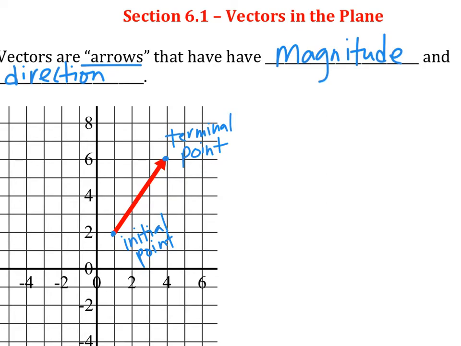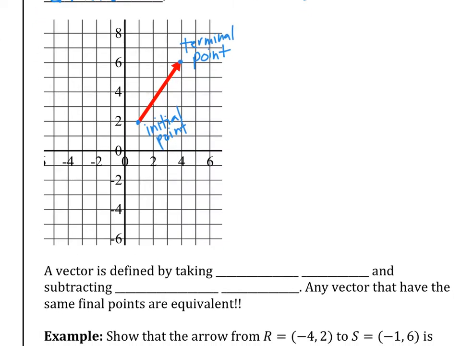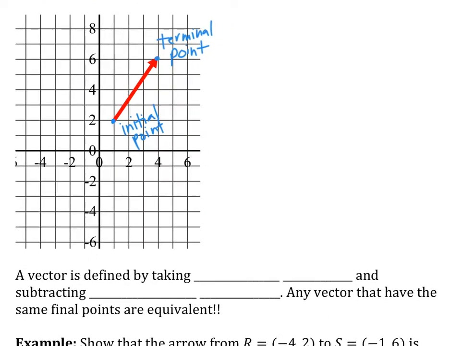Now, if you want to figure out what this vector is, then you're going to take the terminal point and then subtract the initial point. And this is kind of the important part. Any vector that has the same final points are equivalent. Okay, and I'll show you what that actually means. Let's go ahead and find this vector first.